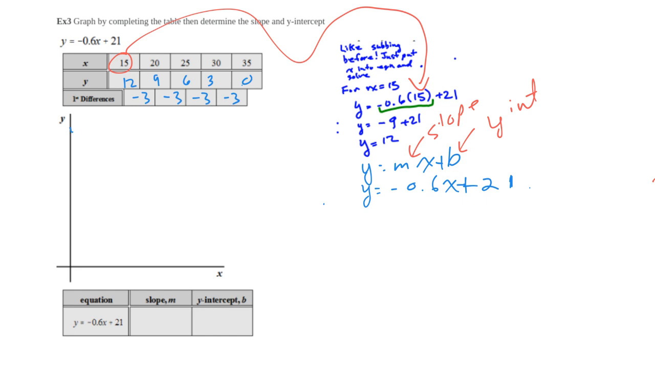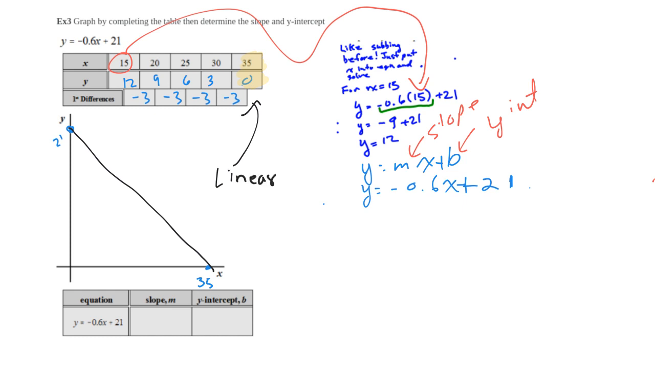So I'm just going to plot that on my graph, and I'm going to put y is 21. Now, if I want to find the x-intercept, I have to find where y is equal to 0. And if I look here, when y is equal to 0, then x has to be 35. So our point is 35 out here on the x-axis. Now all we have to do is draw a line between here. That's our line. Now remember that if we have the first differences all the same, this is a linear relation.